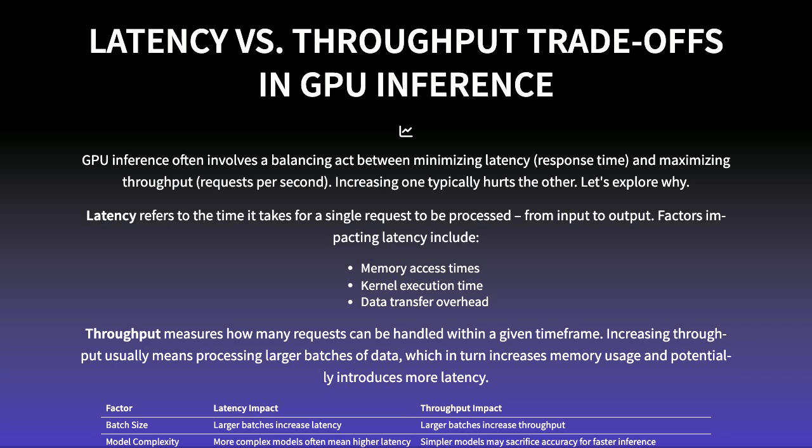And throughput is all about speed. How many questions can your system answer in a given amount of time? Now here's the catch: if you try to make things super fast by processing more data at once, increasing batch size, it often increases latency because there's more data to move around and process. Simultaneously, increasing throughput means you might need a more complex model or more powerful hardware, which can also slow things down.